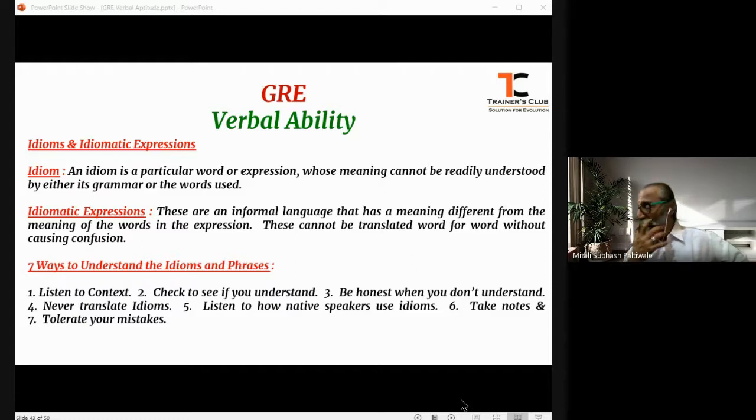The fourth and the most important thing is never try to translate an idiom or a phrase into some other language literally. Don't try to translate them. As I told you, translating word to word or word by word is not possible. So don't translate to any other language.